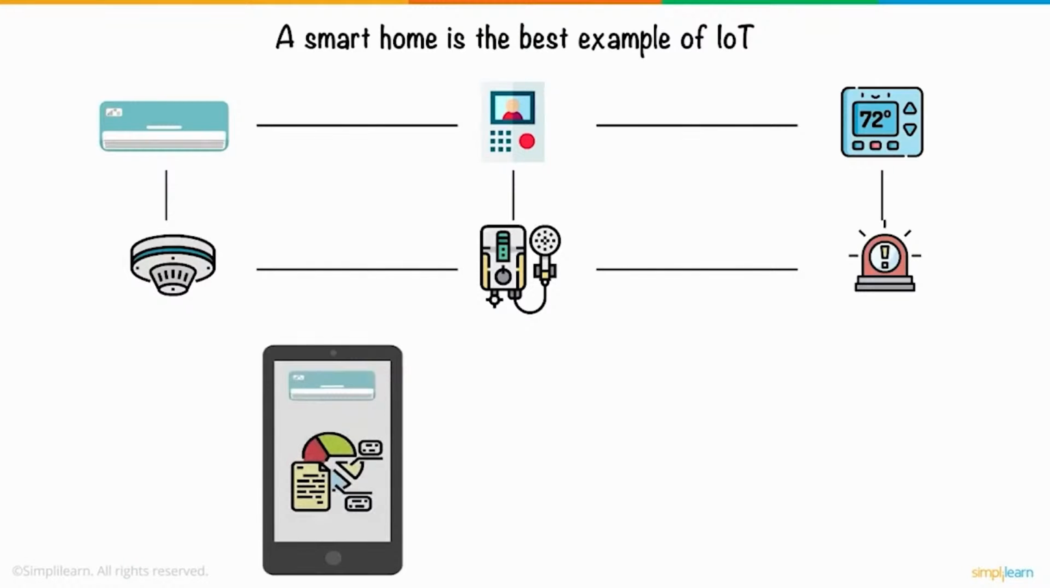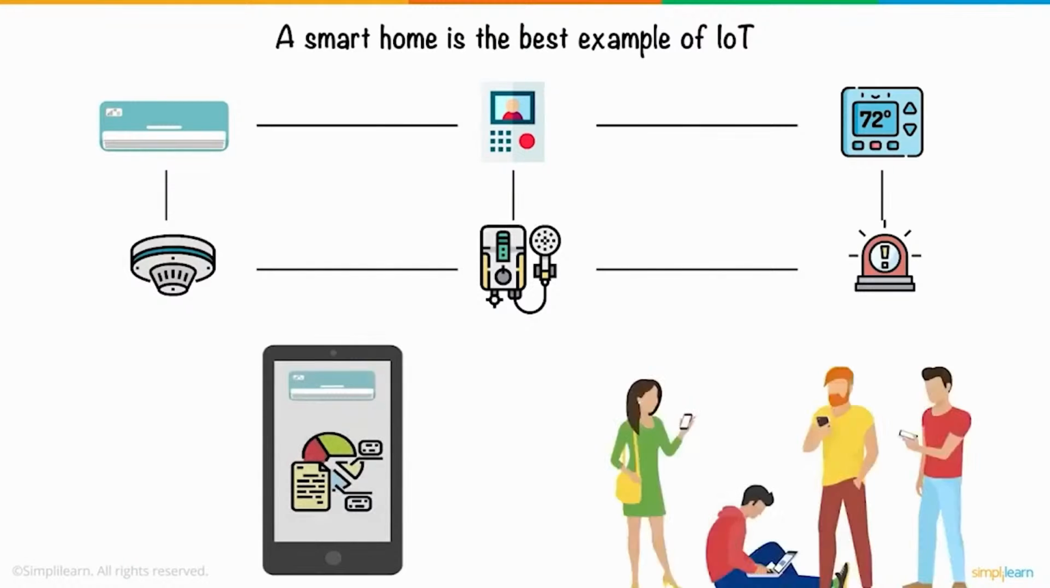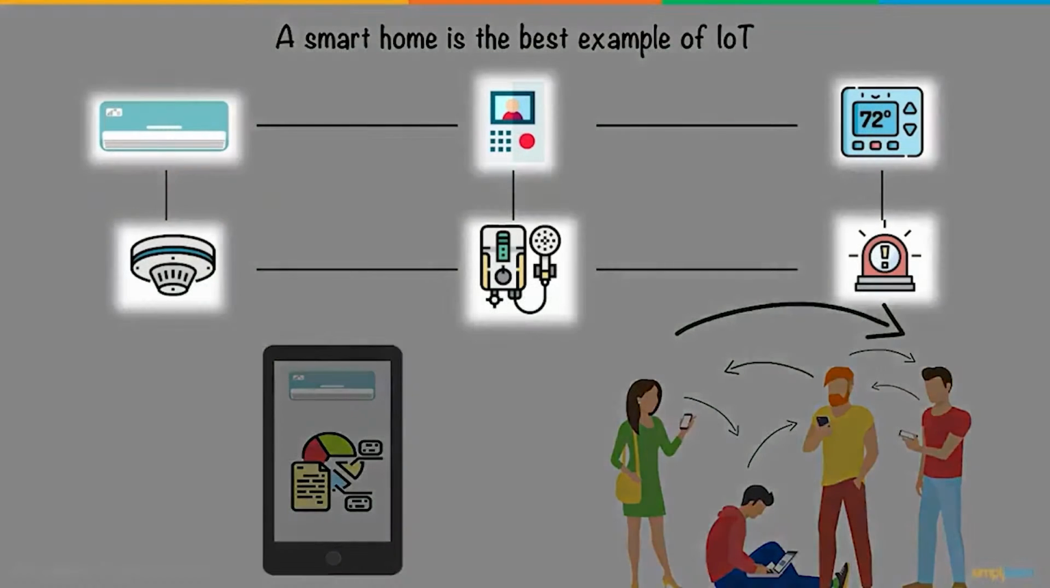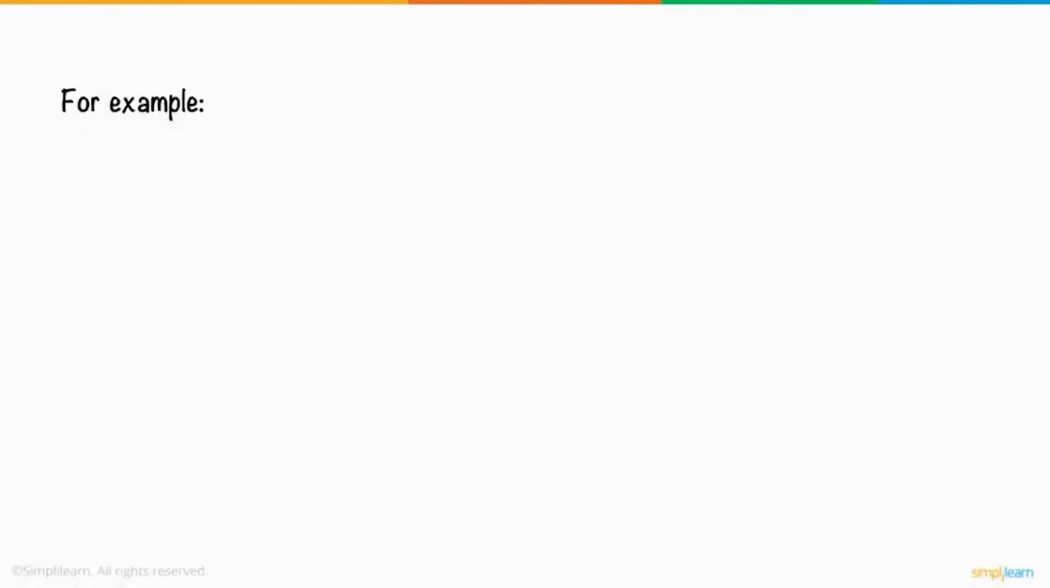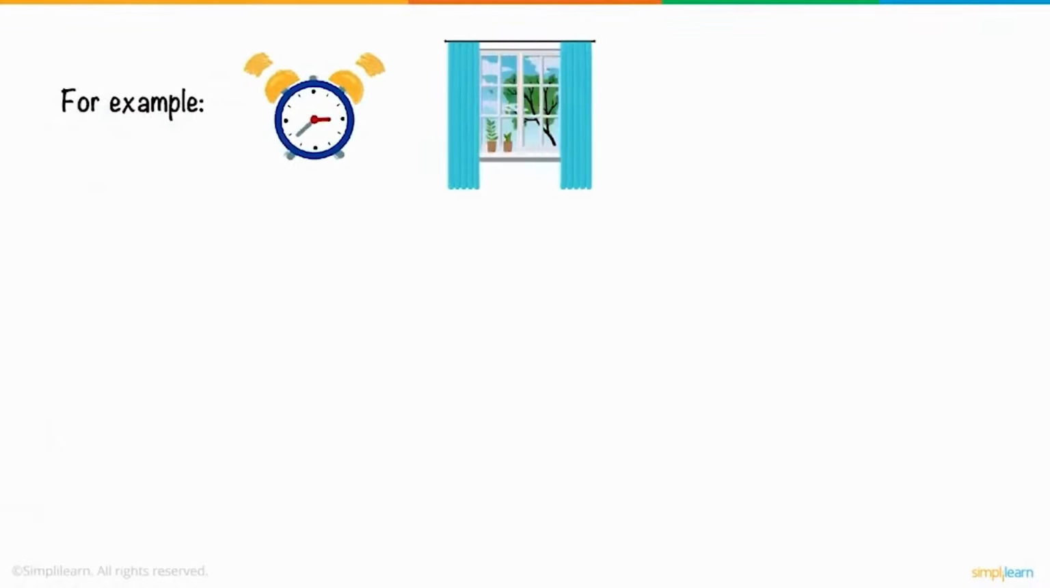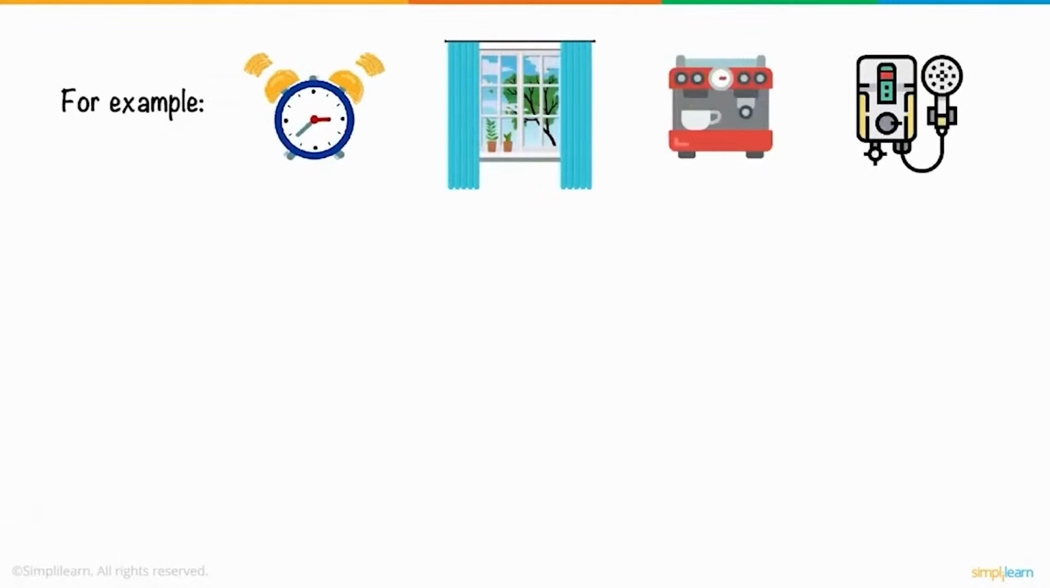Think about it. Until recently, the internet helped people connect and interact with each other. But now, inanimate objects or things have the ability to sense the surroundings, to interact and collaborate with one another. For example, in the morning when your alarm goes off, the IoT system can open the window blinds, turn on the coffee pot for you, and even turn on the water heater.